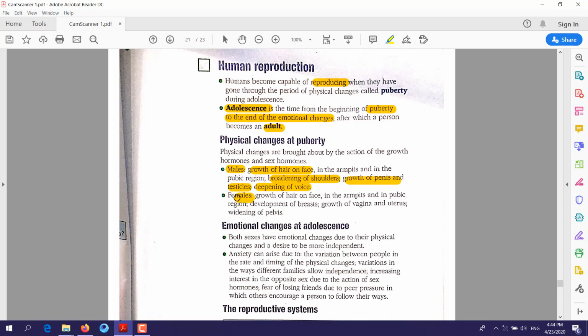In females, some changes will also happen. Again, growth of hair on the face, the armpits and pubic region. Another physical change is development of breasts, growth of vagina and uterus, and widening of pelvis. So these are the main physical changes that will happen to male and female during puberty.